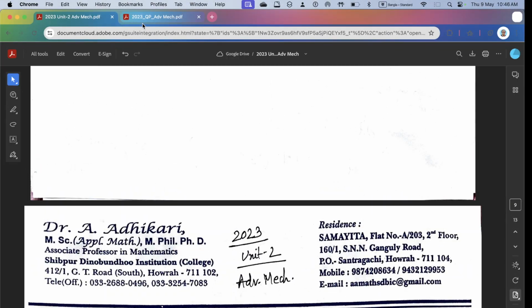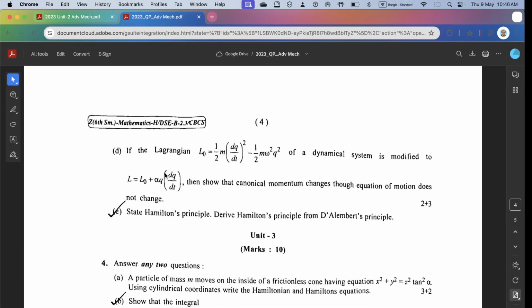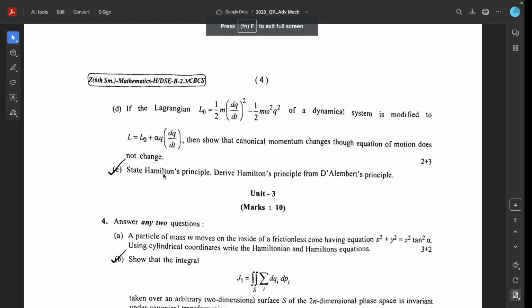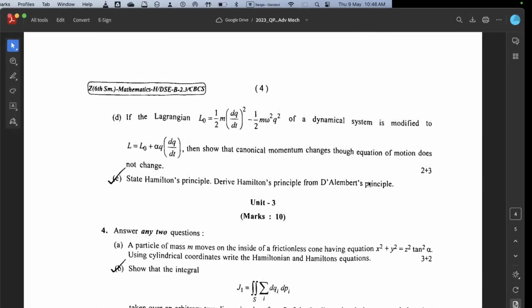Next question, question E. State Hamilton's principle, and derive Hamilton's principle from D'Alembert's principle.